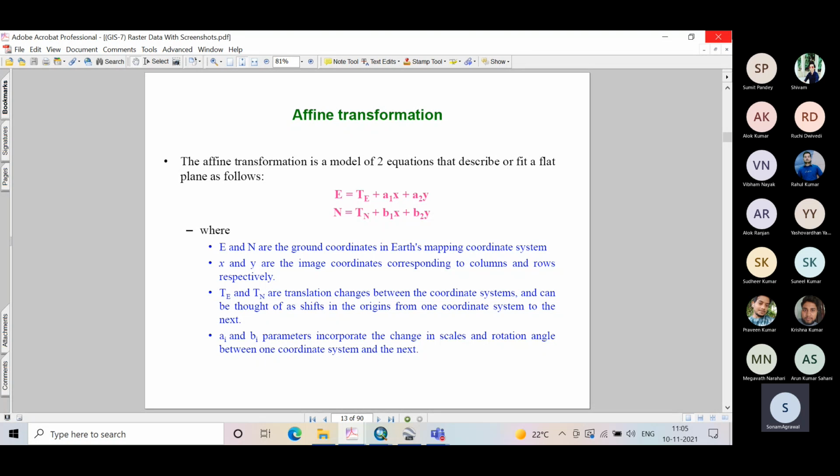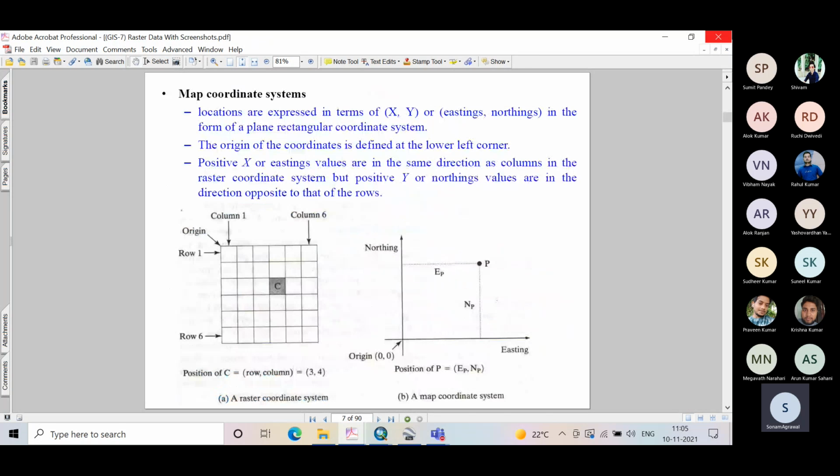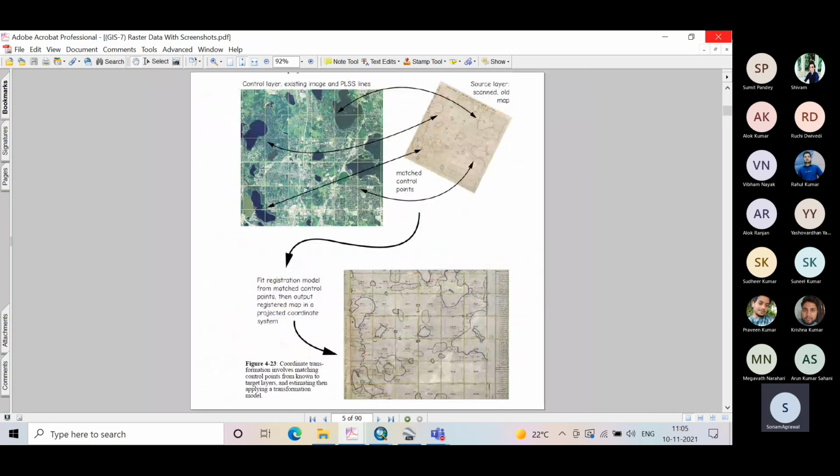In this equation, TE and TN correspond to translation, meaning shift in origin. A1 and B2 correspond to scaling in X and scaling in Y. A2 and B1 correspond to the rotation in X and Y. Once you have marked the control points, the unknown parameters can be calculated.